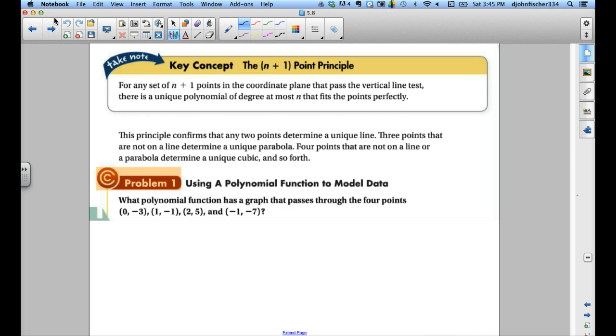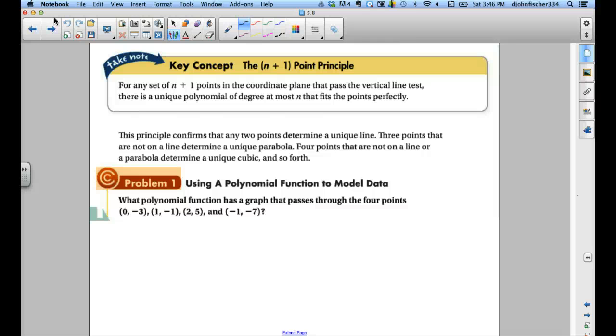Now one of the rules here, and this is a new rule for me too, says: for any set of n plus 1 points in the coordinate plane that pass the vertical line test, in other words, in a function, there is a unique polynomial of degree at most n that fits the points perfectly. So if it's 3 points, it's quadratic. If it's 2 points, it's linear, and different things like that.